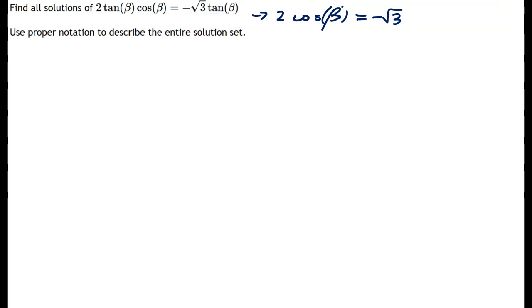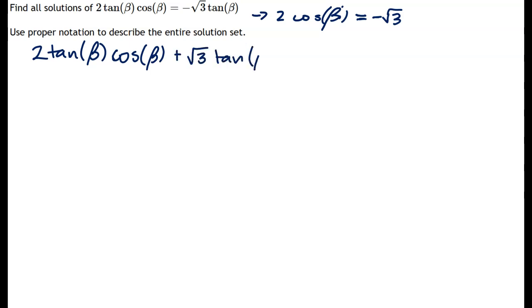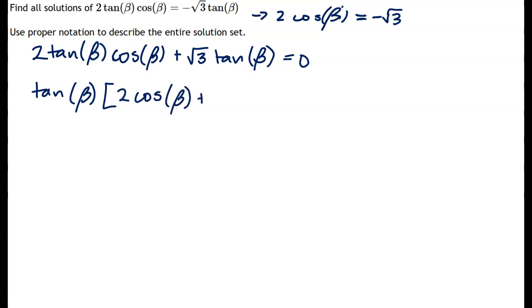So if you're ever tempted to do that, what I would do instead is move everything to one side and factor out whatever you're tempted to divide by. So that's how I'm going to approach this. I'm going to say I have 2 tangent beta times cosine of beta. Plus root 3 tangent beta equals 0. And then I can factor that tangent out. And that leaves me with a 2 cosine of beta plus root 3. And that's all equal to 0.